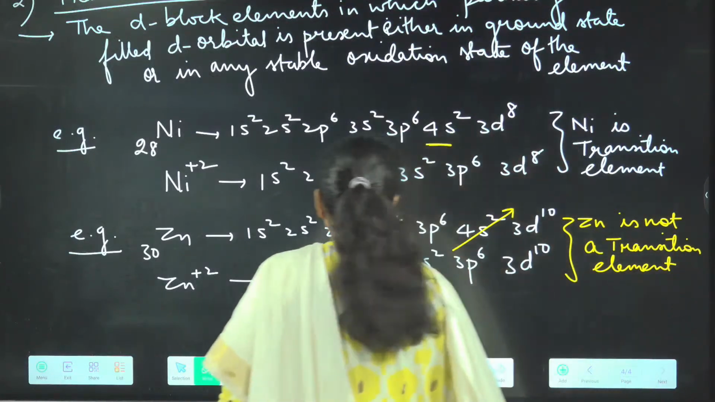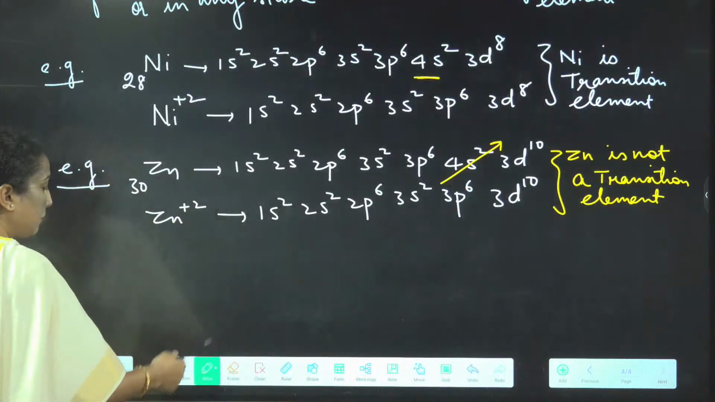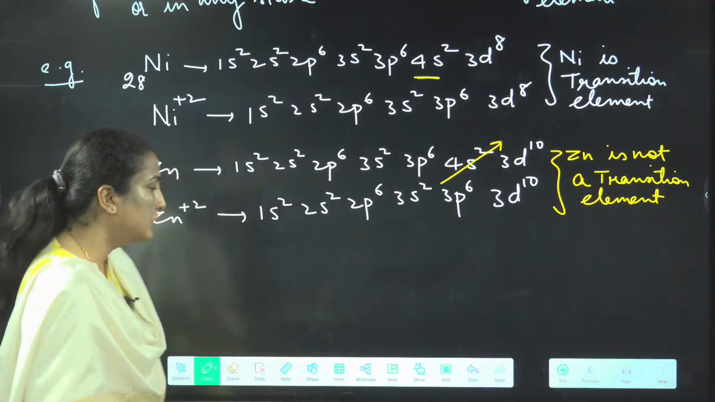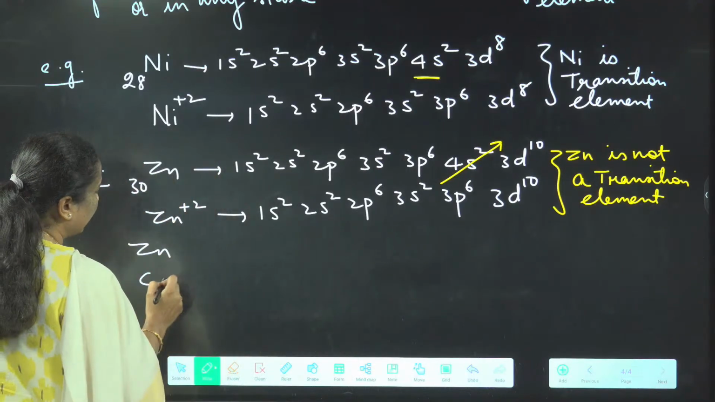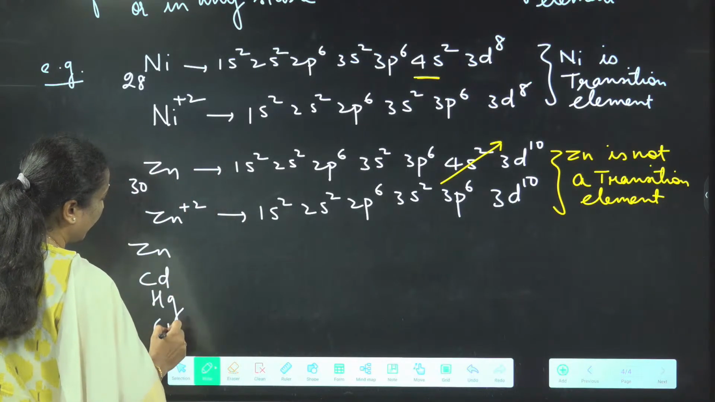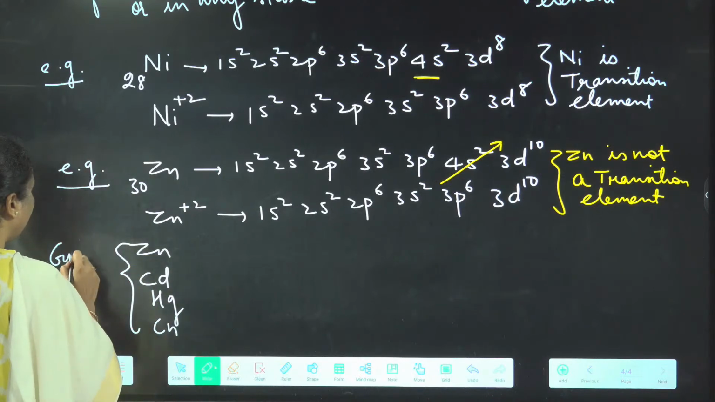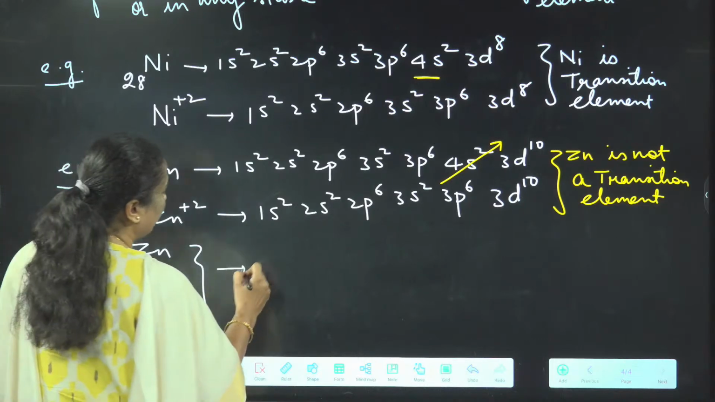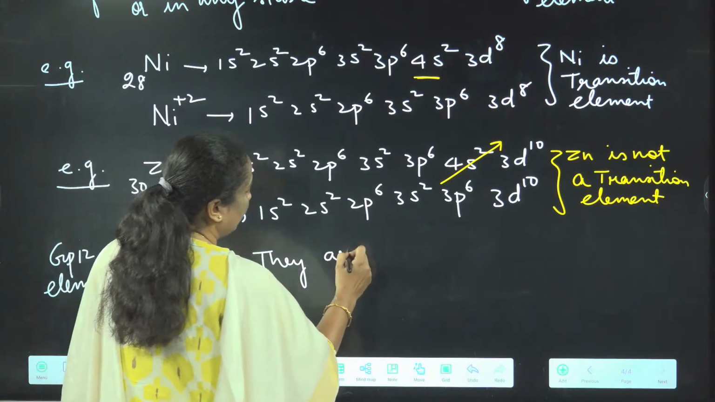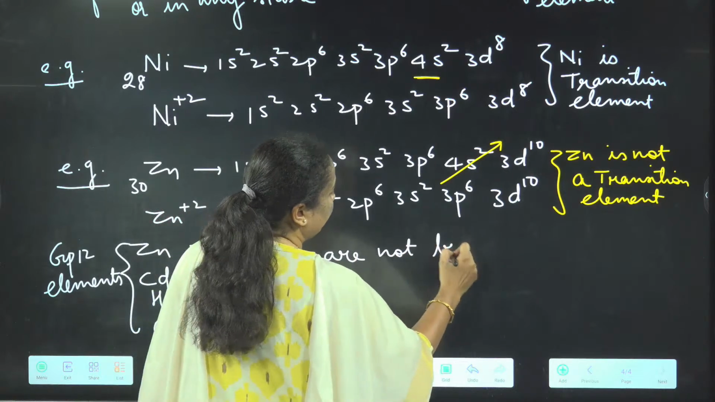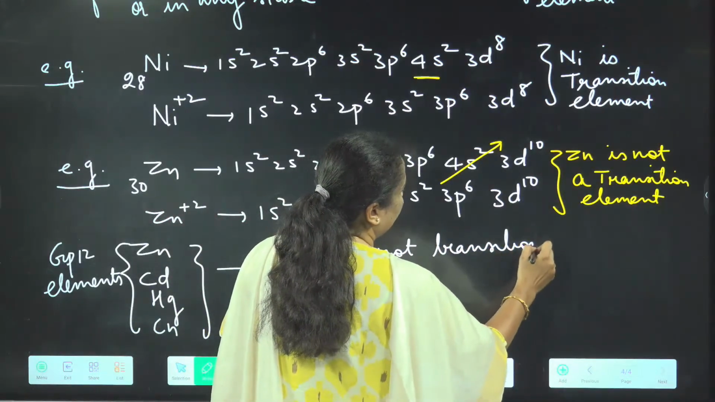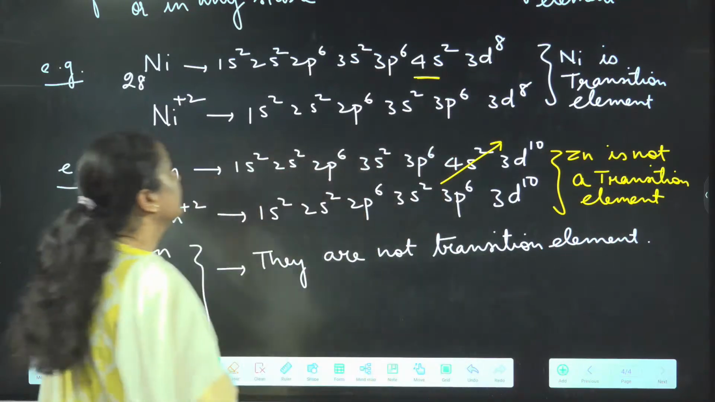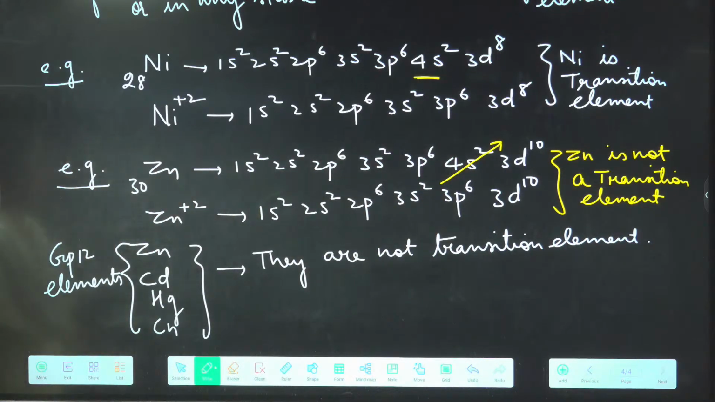Right? So basically, whoever is coming below zinc, they are also following the same thing. That means zinc, cadmium, mercury, copernicium, right? They are all group 12 elements, and basically they are not transition elements. Right? So please write this.